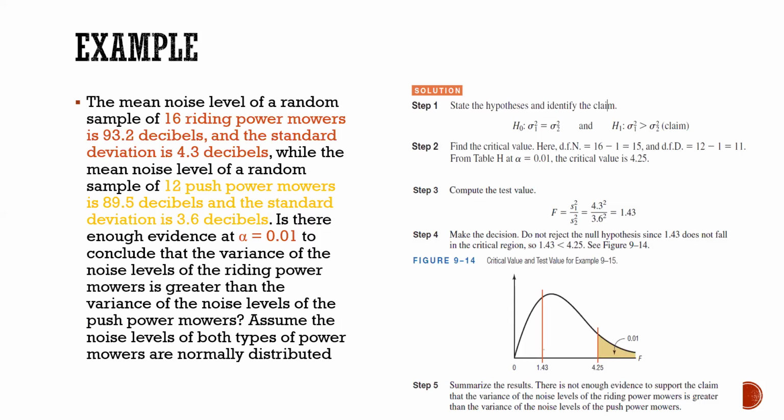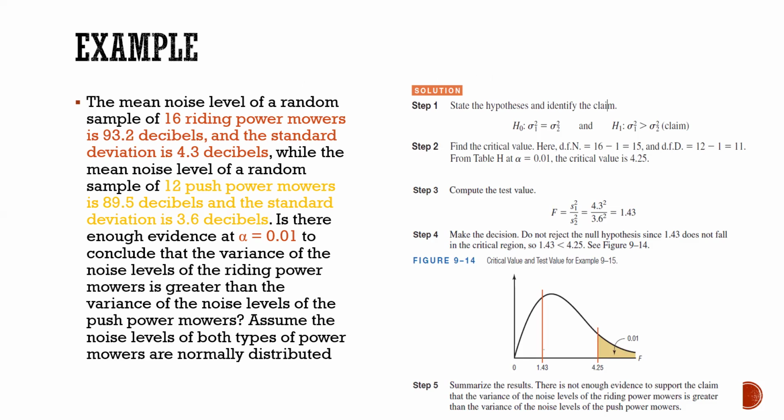The mean noise level of a random sample of 16 riding power mowers is 93.2 decibels and the standard deviation is 4.3 decibels, while the mean noise level of a random sample of 12 push power mowers is 89.5 decibels and the standard deviation is 3.6 decibels, and alpha is 0.01. So we will assume that the noise levels of both types of power mowers are normally distributed.